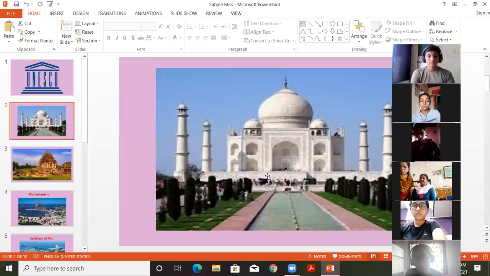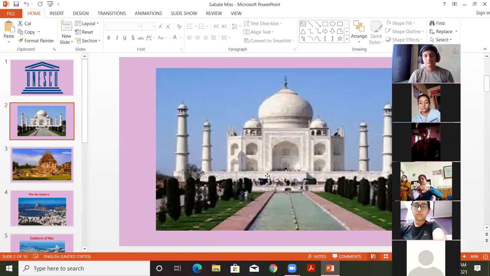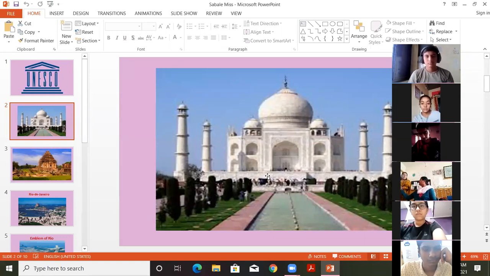Now, children, we have not lived during the times of the Mughals, when the Mughals were kings. But after seeing the Taj Mahal, we get an idea of how excellent the Mughal architecture might have been in that time. And the Taj Mahal is a witness, a proof of that. Okay?